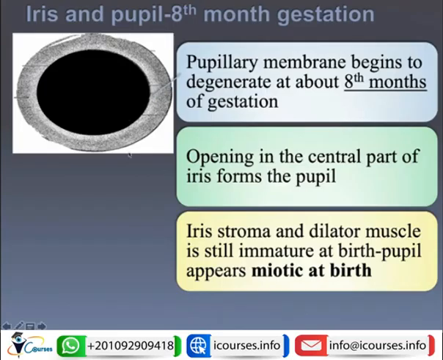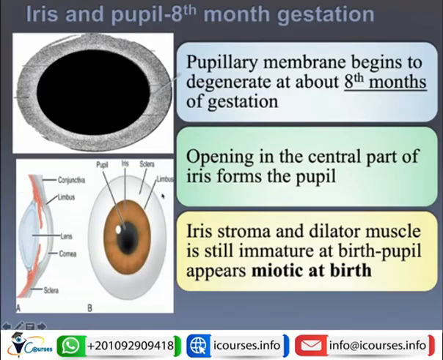So this opening will now be termed the pupil, and the iris stroma and dilator pupillae muscle will still be immature at birth. That's why usually the infant or the newborn will be miotic, because of the immature muscles, and the sphincter muscle will be stronger, taking the upper hand, so that the pupil mostly will be miotic, and it is more difficult to dilate the newborn than the adults.